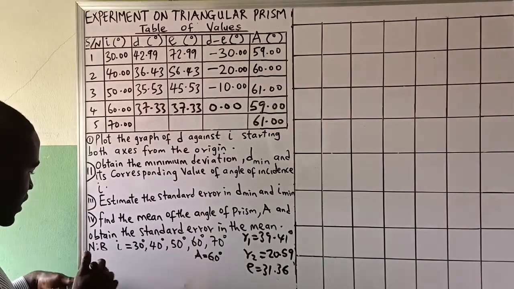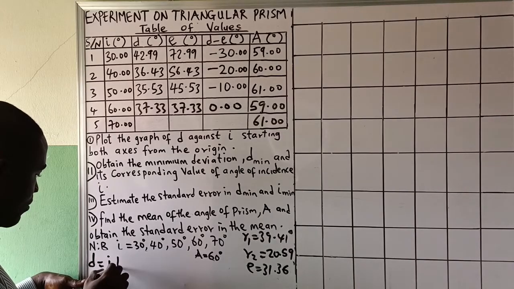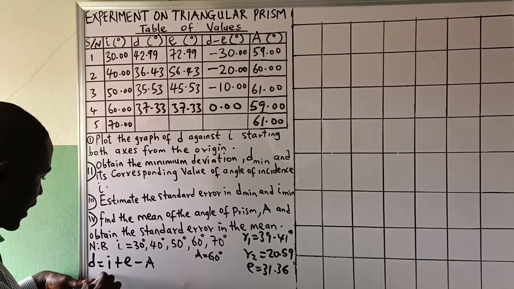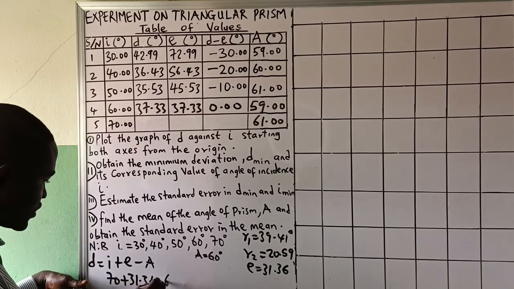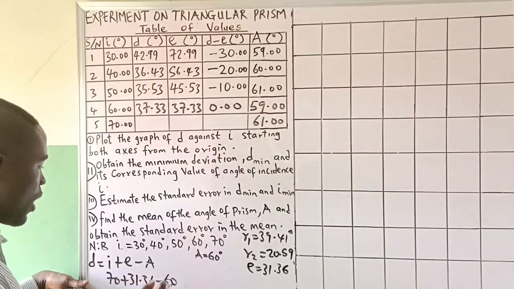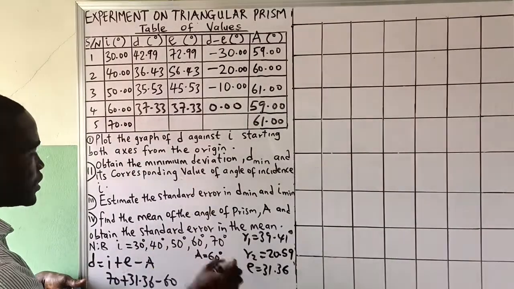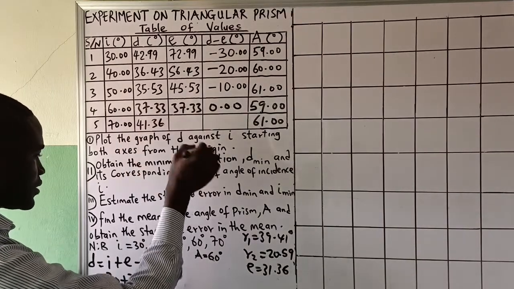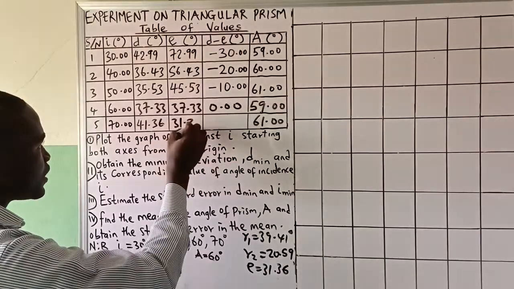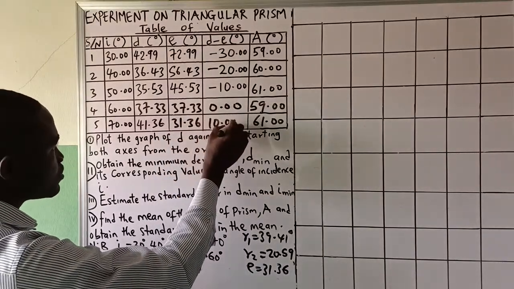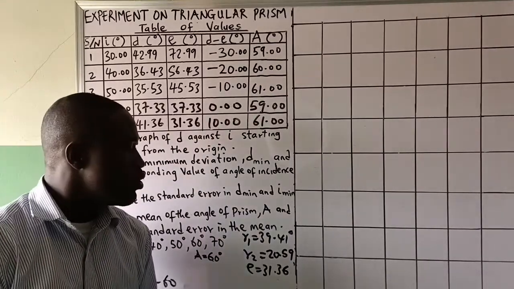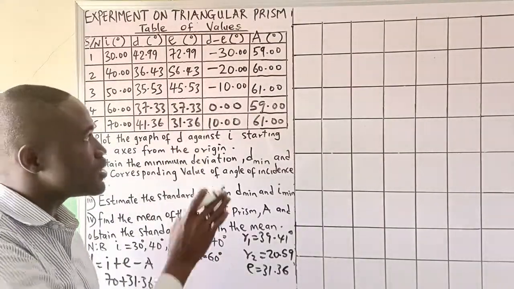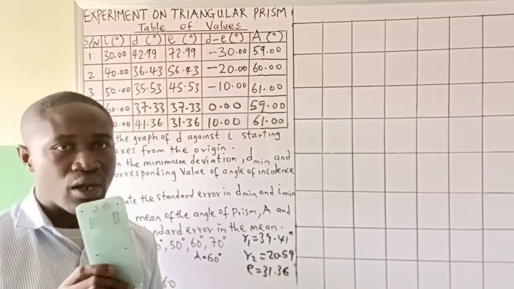Then we'll come to our D. I will say that our D is equal to I plus E minus A. That is 70 plus 31.36 minus 60. That is 41.36. So we have D equals 41.36, 31.36, 10.00, and so on. So we have succeeded in making our table just using our calculator.